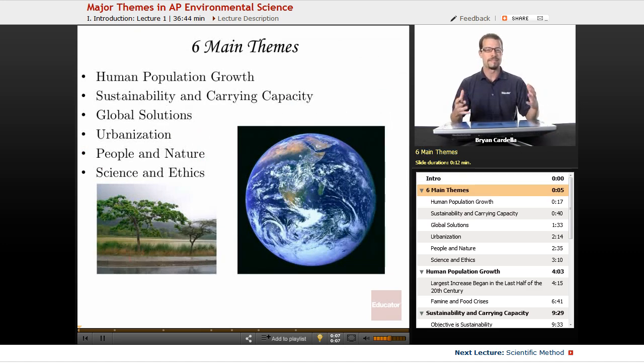So really there are 6 main themes, and depending on which textbook you look in, there's going to be different splitting up of these themes and how they're discussed. But here's a good way to look at it.